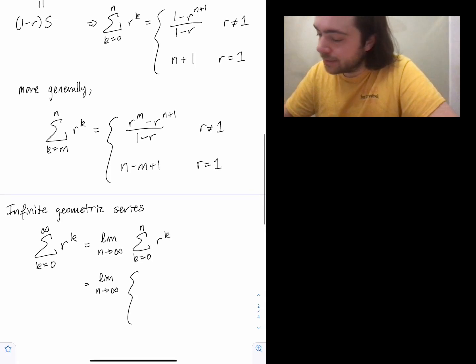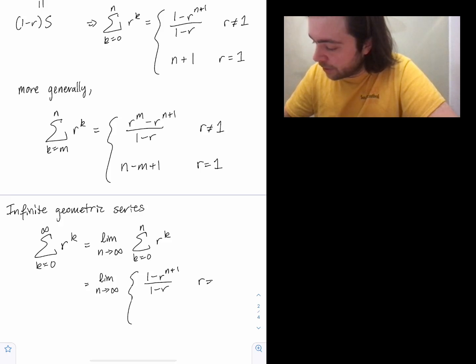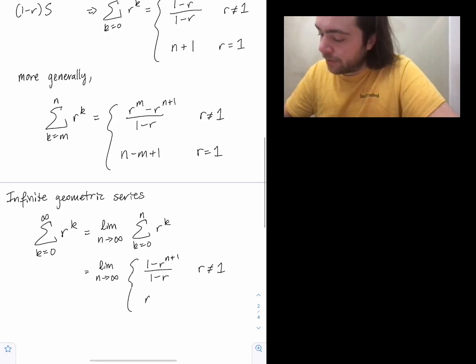Again, there are two cases. Can't get around that. So it's 1 minus r to the n plus 1 over 1 minus r. This is when r does not equal 1. And we have n plus 1 when r does equal 1.